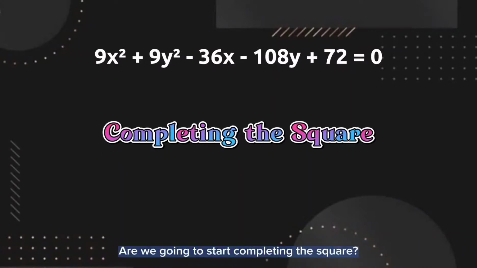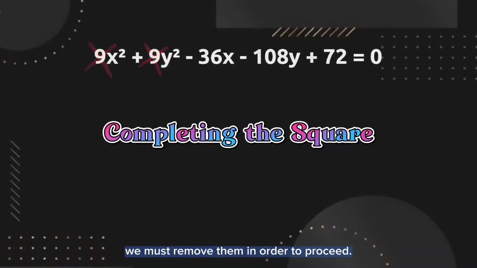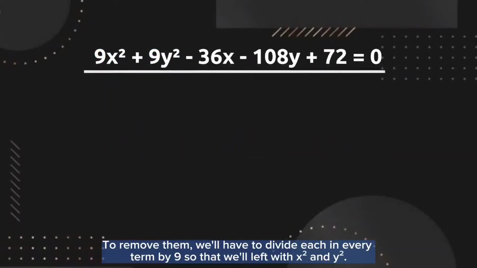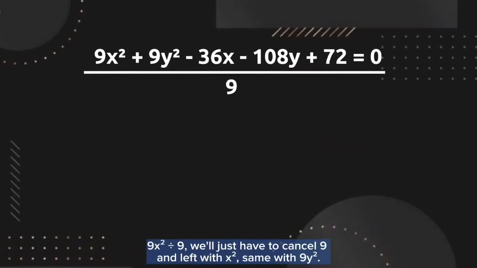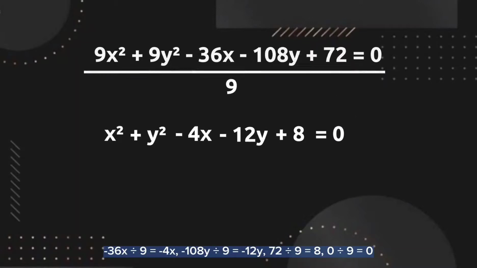Are we going to start completing the square? We cannot, because x squared and y squared have the same coefficient 9. We must remove them in order to proceed. To remove them, we'll have to divide each and every term by 9 so that we're left with x squared and y squared. 9x squared divided by 9, we just cancel 9 and are left with x squared. Same with 9y squared. Negative 36x divided by 9 is equal to negative 4x. Negative 108y divided by 9 is equal to negative 12y. Positive 72 divided by 9 is equal to 8. 0 divided by 9 is equal to 0.